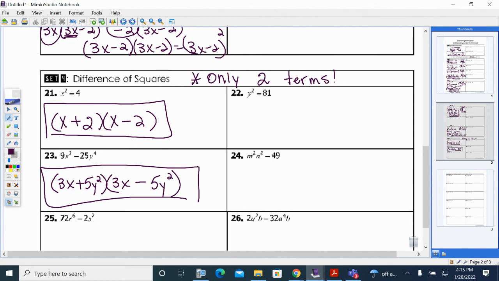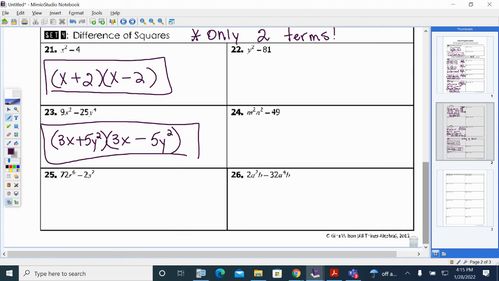And then I'm going to look at the last one here, number 25, 72r to the 6th minus 2s to the 2nd. Now, there is a GCF on this one, which I hope there's a GCF because 72 is not a perfect square and neither is 2. The greatest common factor is 2, so I'm going to divide that out. 36r to the 6th minus, that's an s, doesn't look like an s, but it's an s squared.